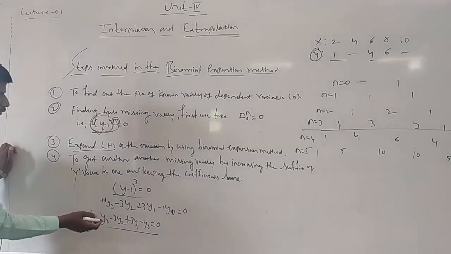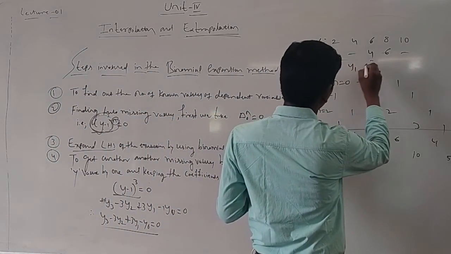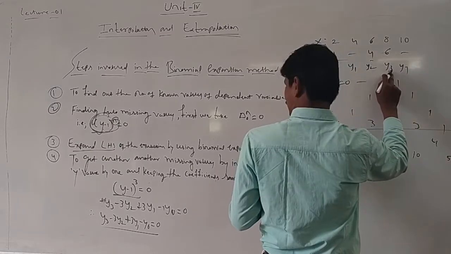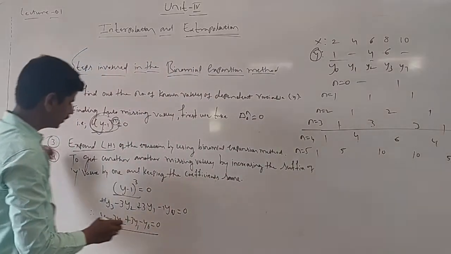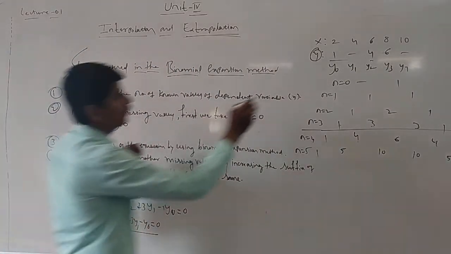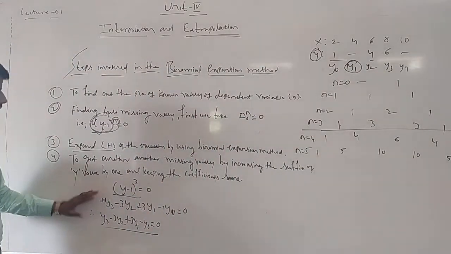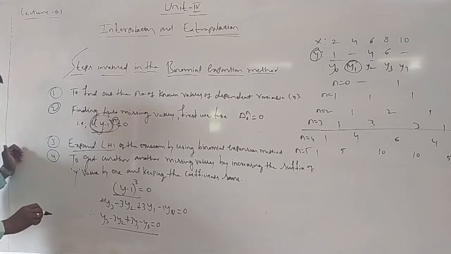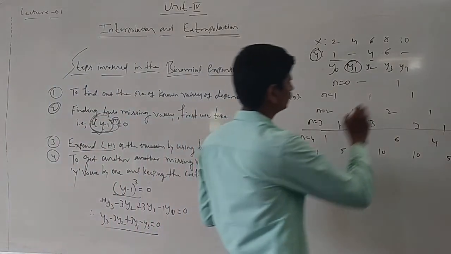Then we have to substitute the values. Here the first values should be y0, y1, y2, y3 and y4. Okay, here we have to substitute the values. Then we get the y1 value, that is the missing value. Okay, it is the first. The next, to get another missing value, increase the suffix of y value by 1 and keep the coefficients same. Okay, we want another missing value, that is we want y4 also.